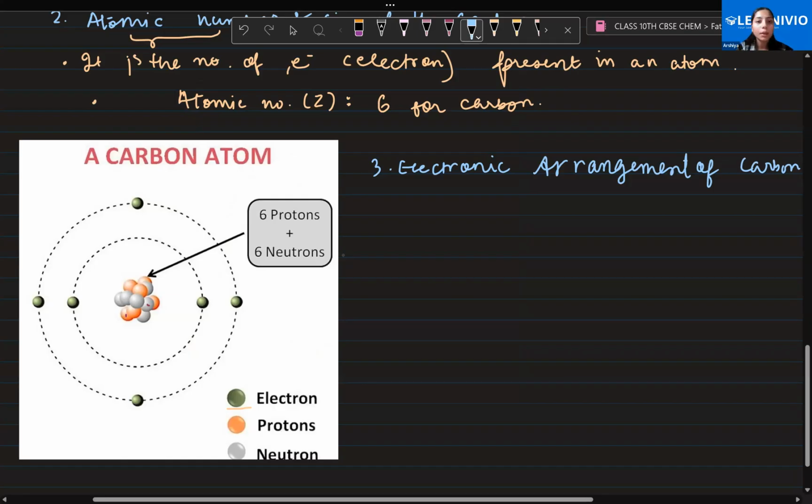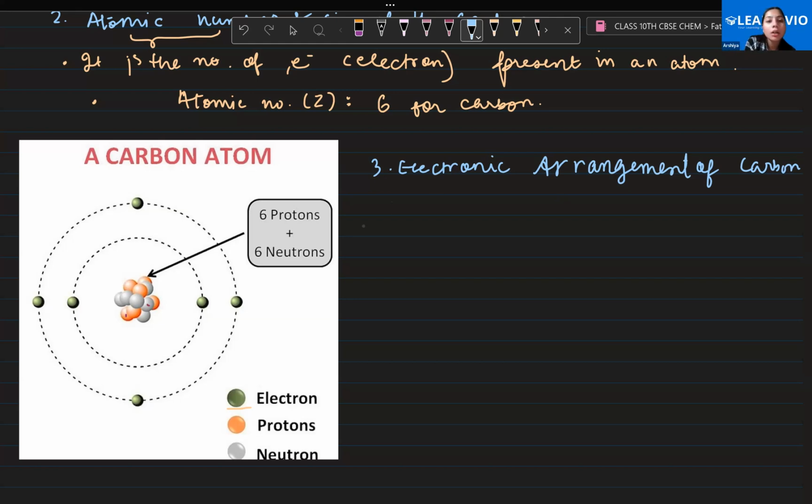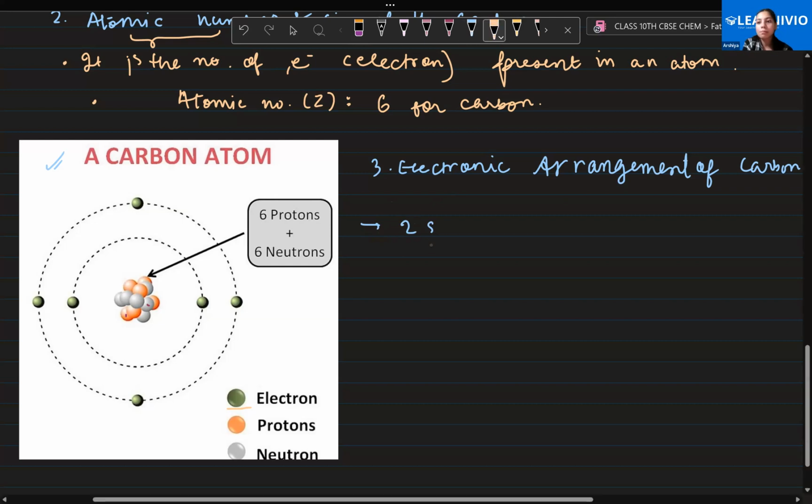So now the next property is the electronic arrangement of carbon. Have you heard about shells and valence electrons? Yes, ma'am. In the previous standard, you might have learned. Can you tell me how many shells are there in this, from this figure? There are only two shells. Two shells. Can you name those shells? KMNL shell.